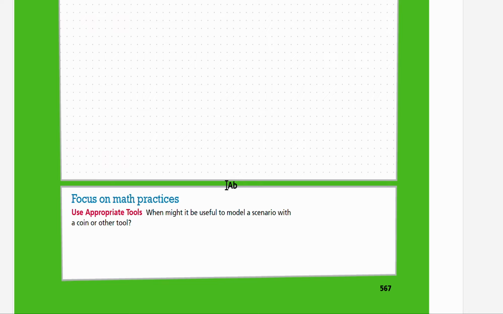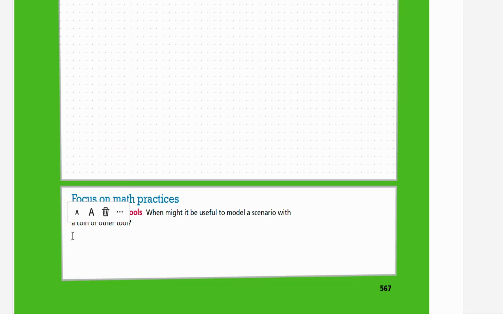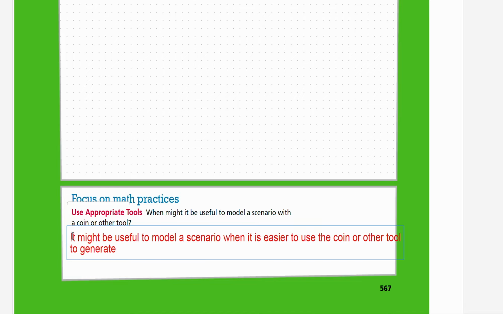So sometimes we can replace it with a coin toss or some other simplified tool to represent the scenario, but it should represent the same outcomes, the same possibilities. So let's write that down. It might be useful to model a scenario when it is easier to use the coin or other tool to generate results than to perform the action or record the actual results.